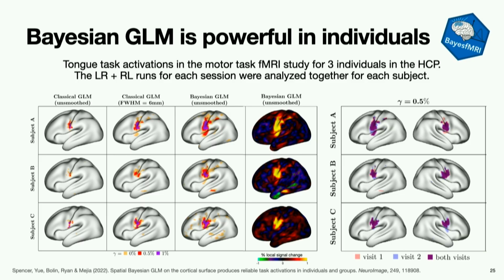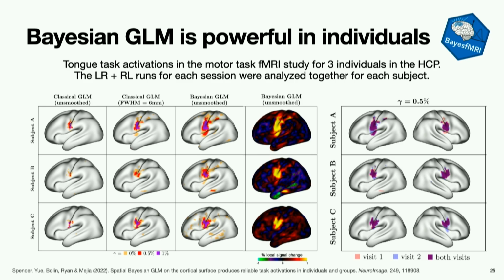And this is 2 runs. So this is a single visit, 2 runs, LR and RL. So this is not like an enormous amount of data, right? These are 2 like 5-minute runs. So we're getting high power even for a very modest amount of scanning at the individual level.